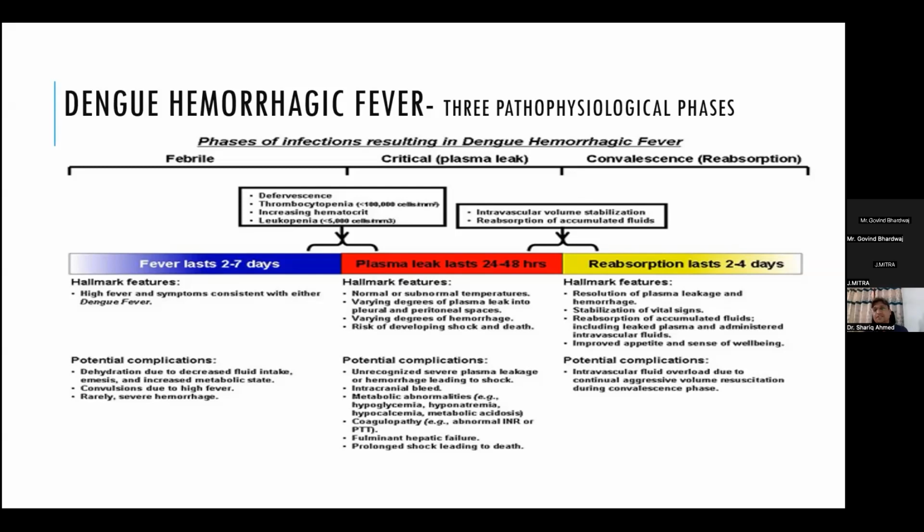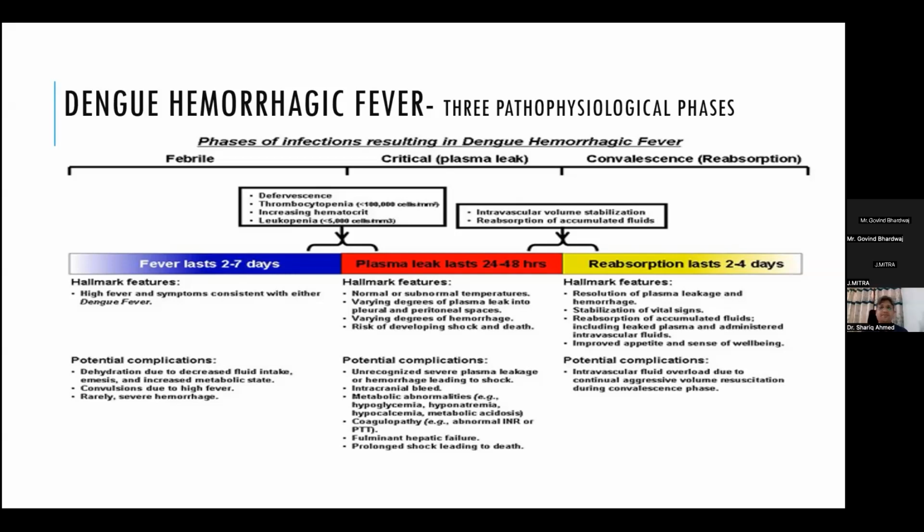Then if the patient started to recover, there is the reabsorption phase. It lasts 2 to 4 days, and there is resolution of the plasma leakage and hemorrhage subsides. There is stabilization and the platelet count starts to increase.